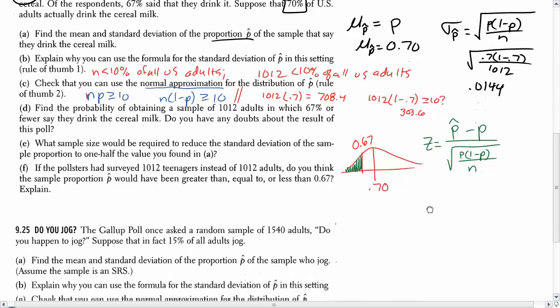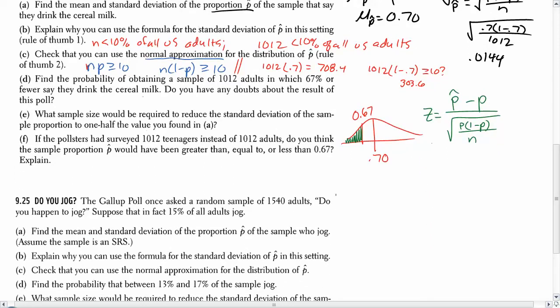In this problem, substitute in the values that you know. You know 0.67, the one that's not in the middle. If you need help figuring out what goes where, that's the one that's not in the middle. Minus 0.70, and then the bottom part is a mess, so be really careful when you plug it in. 0.7, 1 minus 0.7, over 1,012. That entire thing needs to be under the square root. The top part, if you're typing it all in at once, should be in parentheses.